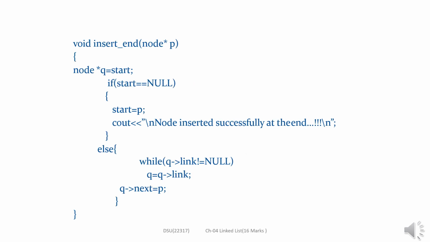void insert_end(node pointer p) { node pointer q = start; if start is equal to null, { start = p; print node inserted successfully at the end. } else { while q->link is not equal to null, q = q->link; q->next = p; } } Okay.